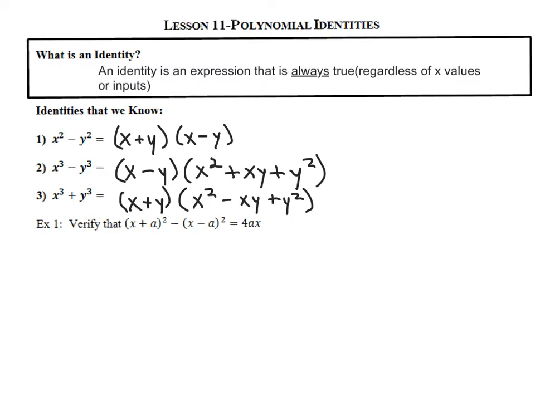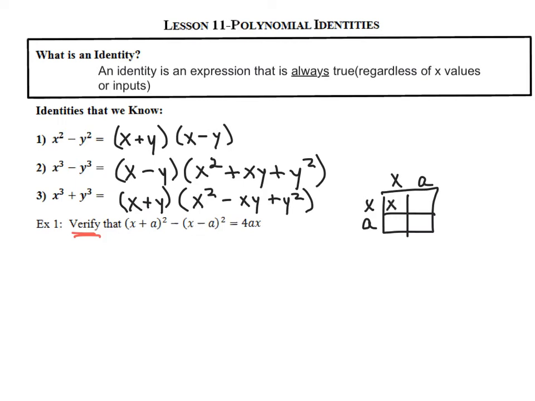Let's try example number 1 where it says, let's verify that x plus a squared minus x minus a squared is equal to 4ax. So when I see that word verify, it means let's show that the left side is equal to the right side. So we have to perform the algebra that's required here. I'm going to go off to the side and say, okay, I've got to multiply x plus a times x plus a. So one way of doing it is using my box.